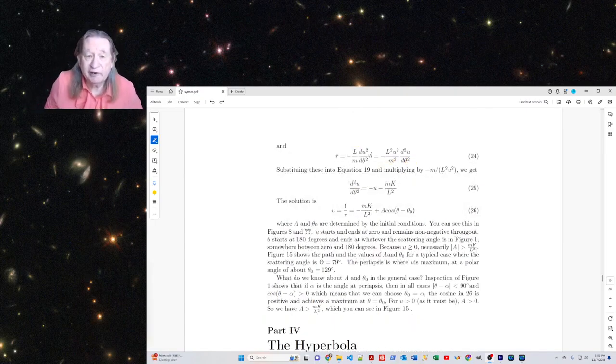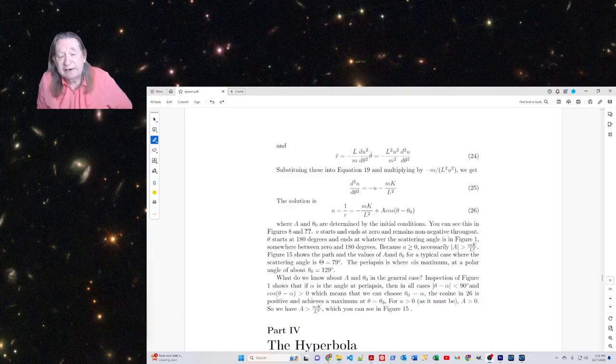So, like I say, our next task is to show that it's a hyperbola. And what I'm going to do, I'm going to take the definition of a hyperbola, and I'm going to use a theorem from high school geometry, the law of cosines, to show that it satisfies equation 26, the differential equation for the inverse radius as a function of angle.